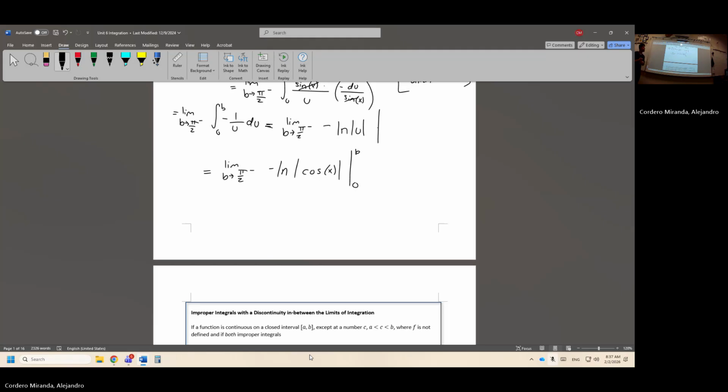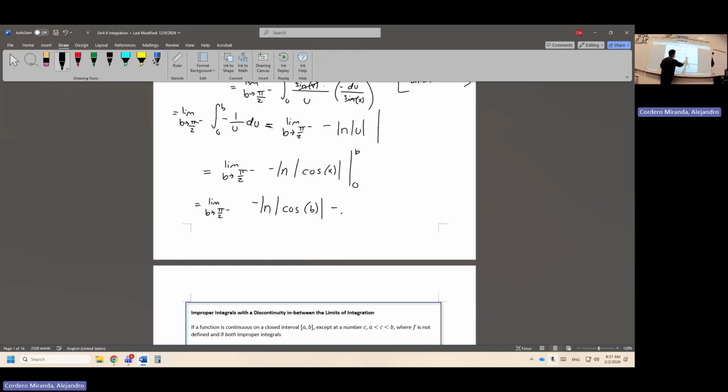Okay, and now we're almost close. Now we just take the limit as b goes to pi over 2 from the left of negative natural log of cosine of b, minus negative natural log, so plus natural log of cosine of 0.